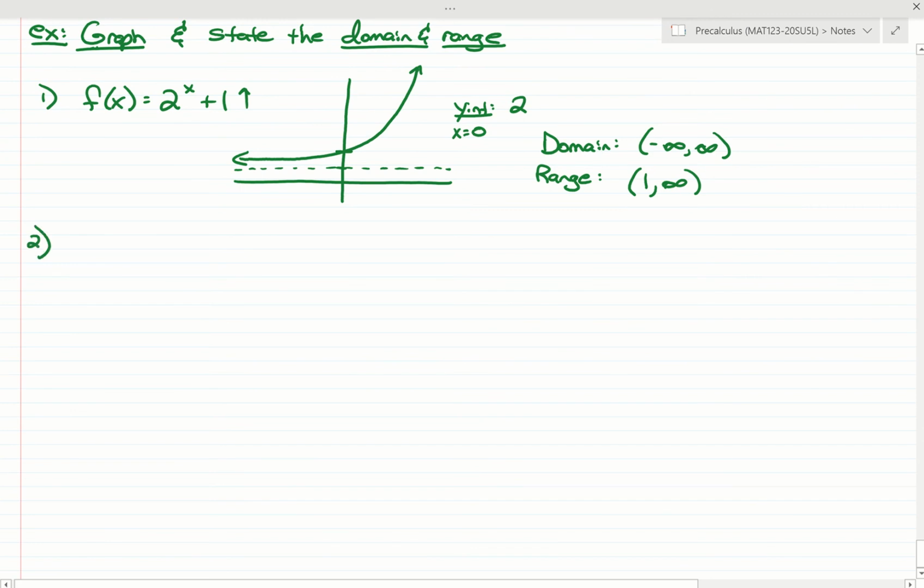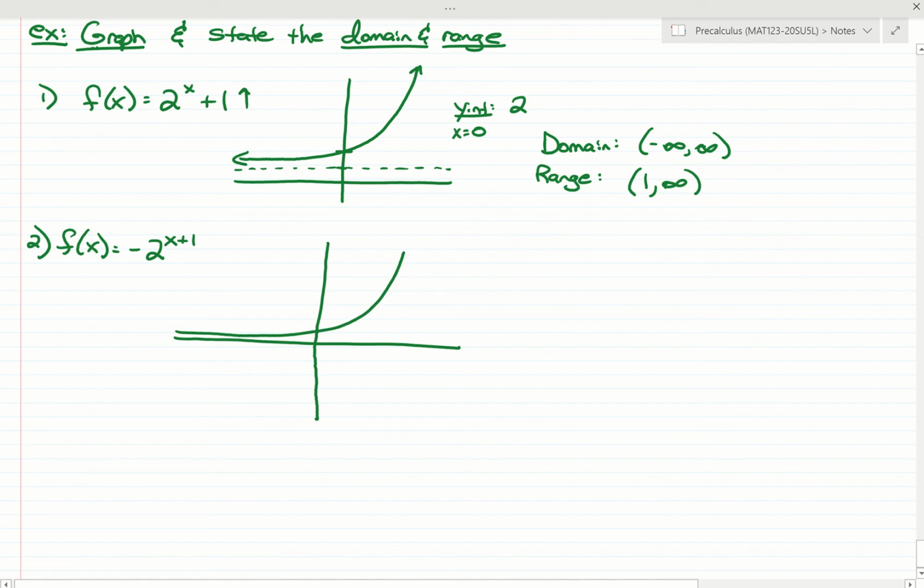How about a problem like this? Let's say f of x is equal to negative 2 to the x plus 1 inside the power. So the power is x plus 1. Okay, so let's walk through this. This is normally what 2 to the x looks like.